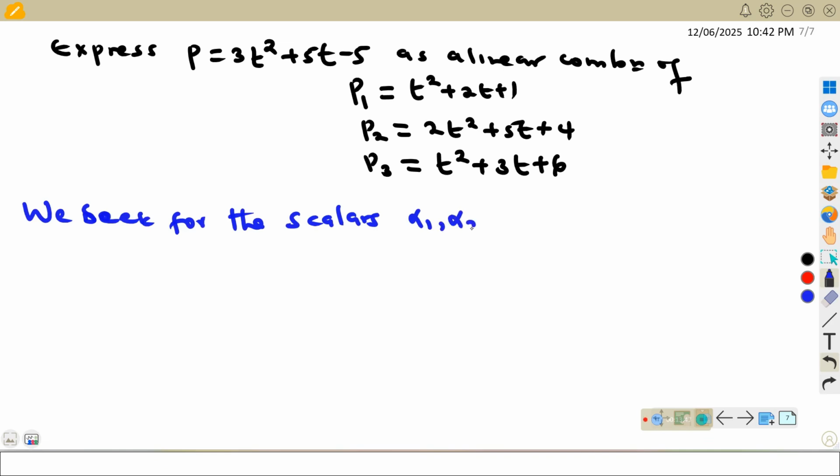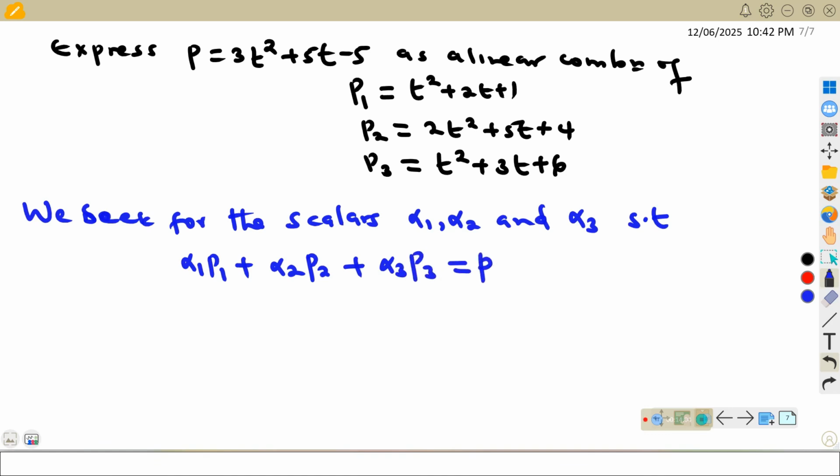Alpha 1, alpha 2 and alpha 3, such that alpha 1 times p1 plus alpha 2 times p2 plus alpha 3 times p3 will be equal to p. Okay, so our interest is to get alpha 1, alpha 2 and alpha 3.